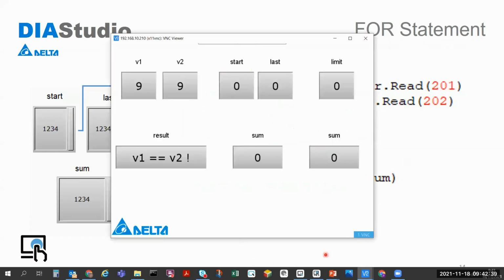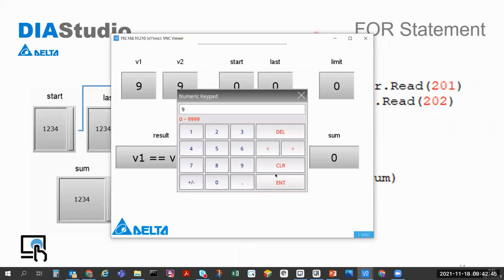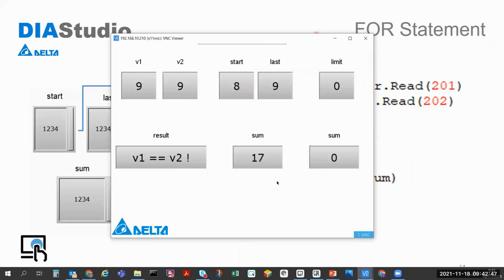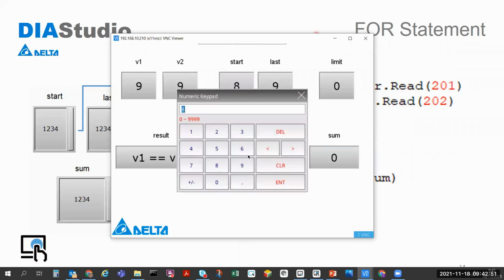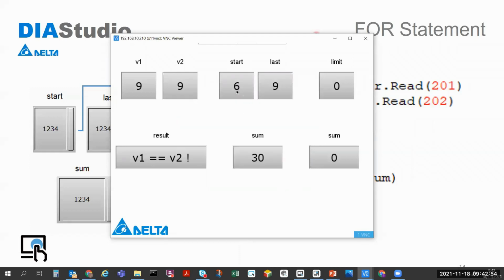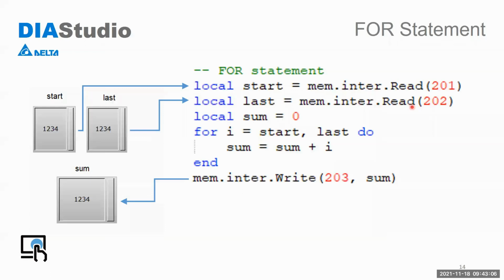Now it's 0 because I have the same value on both sides. But if I put here, I don't know, 9 and 8, 8 plus 9, 17. But if I put here 6, it's 6 plus 7 is 13, plus 8 is 21, plus 9 is 30, sorry. So here you see how it works. Again, it's a very simple example just to show how the for works.